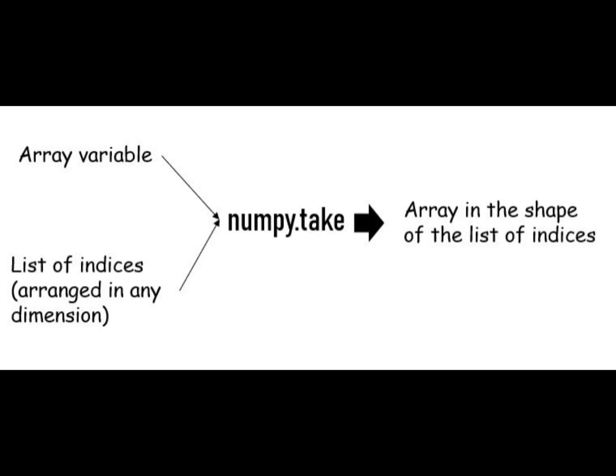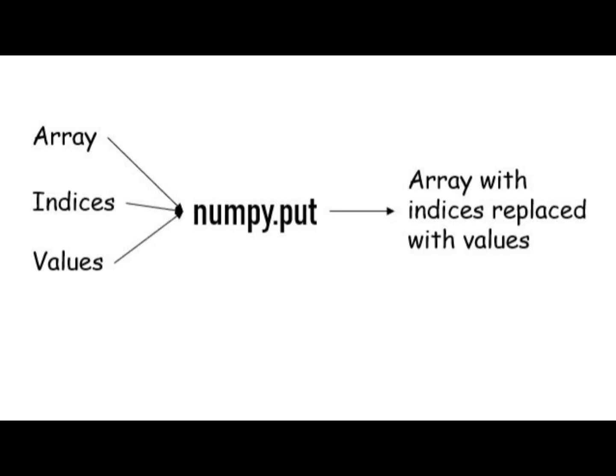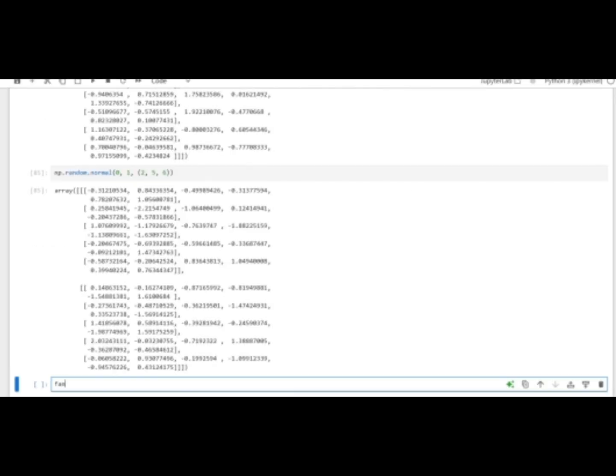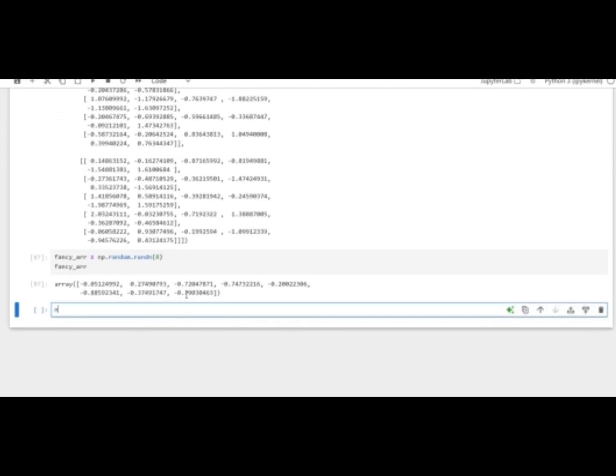Next is np.put, where you can pass on the array, indices, and values as a list. The original values of those indices will be replaced with the values specified in the same order. And be careful here, because this actually changes the values of your original array. Be careful.